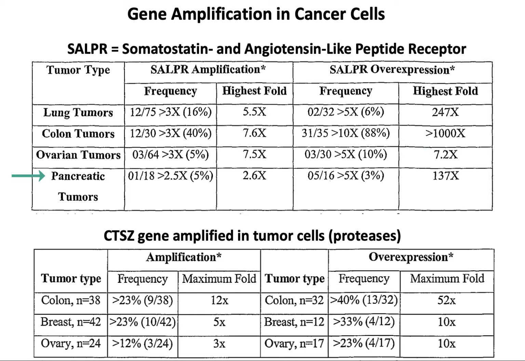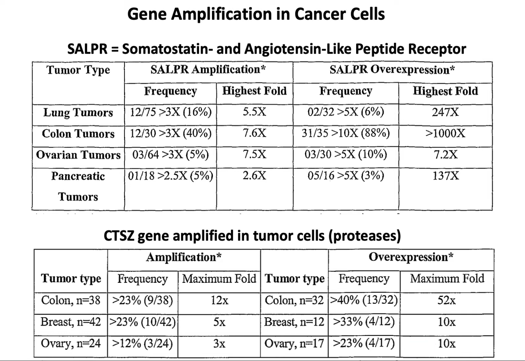And then pancreatic tumors, 2.6-fold in the DNA and 137-fold increase in the overexpression of the protein. For CTSZ genes, which encode a protease, in colon cancers, maximum fold is about 12 times, meaning 12 copies of those genes, and up to a 52-fold increase in the amount of protein that's produced. In breast cancers, a 5-fold increase leads to a 10-fold increase in the overexpression of the protein, and a 3-fold increase in ovarian cancers can create up to a 10-fold increase in the amount of those proteins.